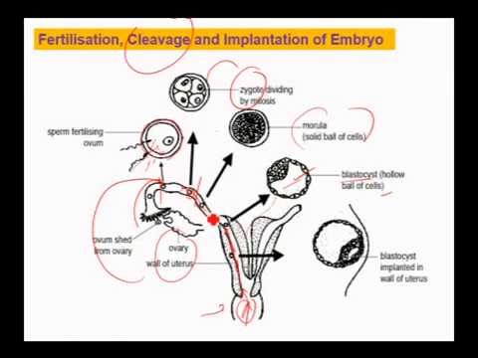The blastula moves from the fallopian tube towards the uterus and it attaches to the wall of the endometrium. The inner lining of the uterus is called the endometrium, and thereby the blastocyst attaches to the wall of the endometrium. So this process is called implantation of the embryo.